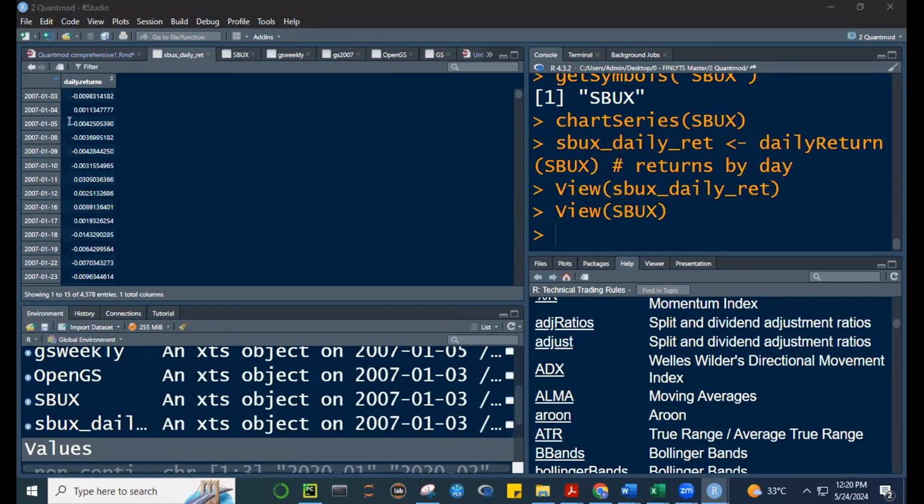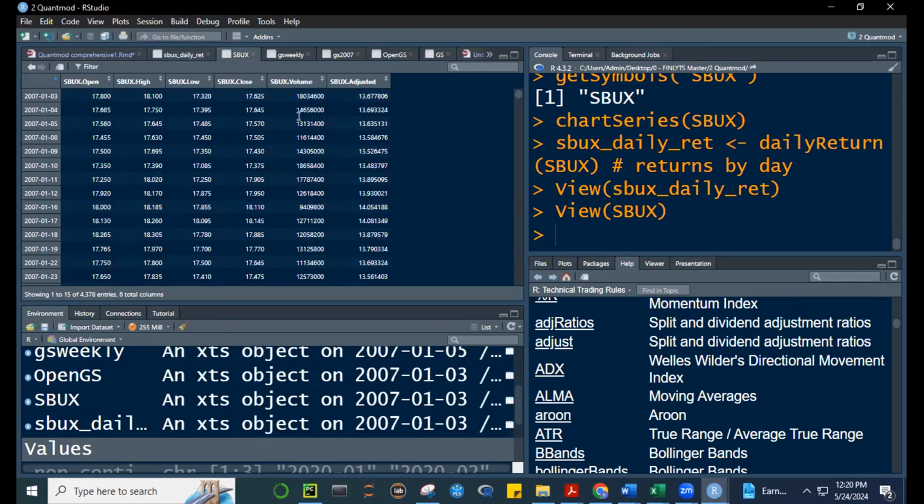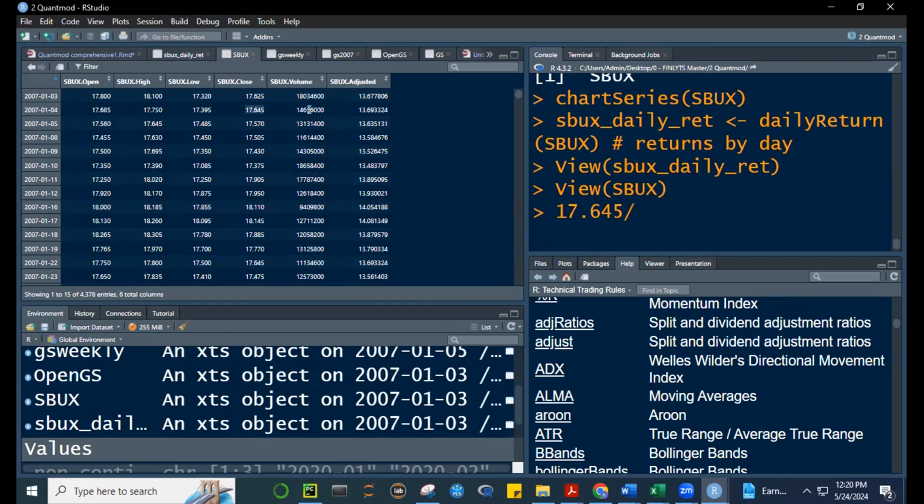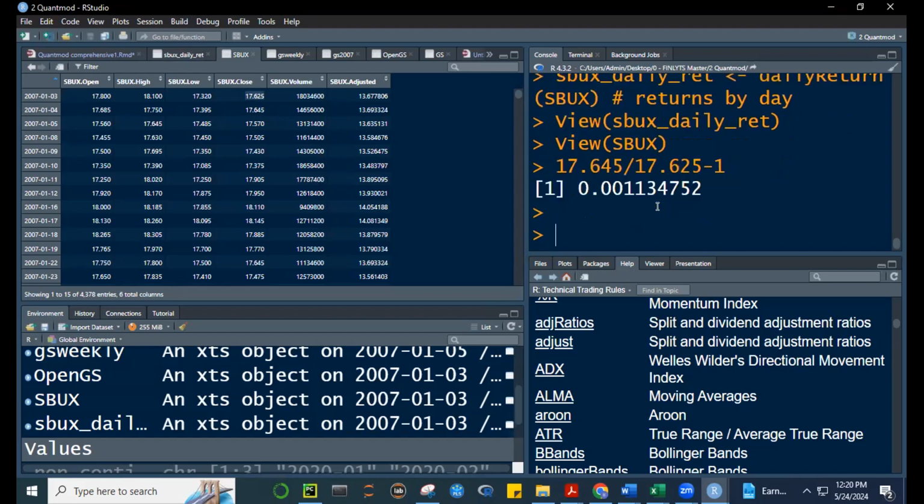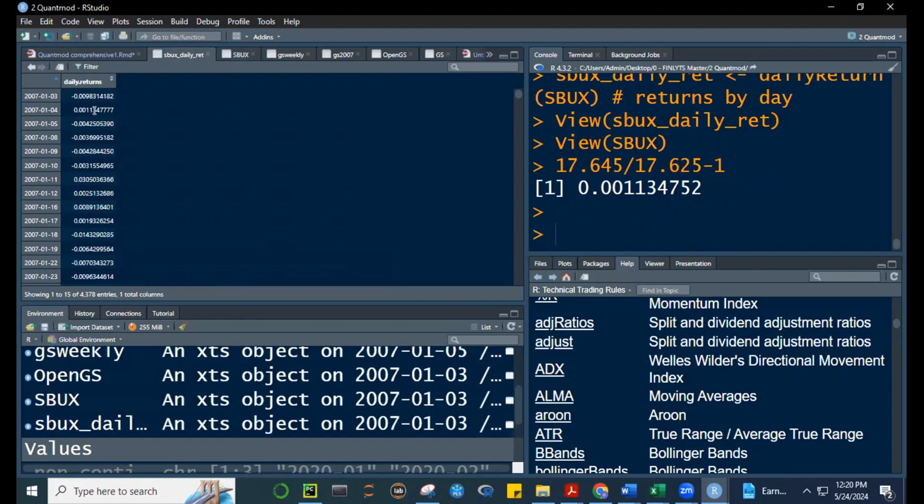Let's try class. Itong day 2 over day 1. So this is day 2, di ba? Yung price na to. So if it's the closing price, C. Copy this, Control C, Control V, and then i-divide natin ng beginning price. Minus 1. 0.00113472. And how does it compare with this one? 0.0011347. Okay. So it's almost practically the same.